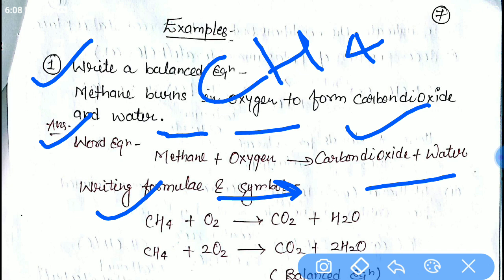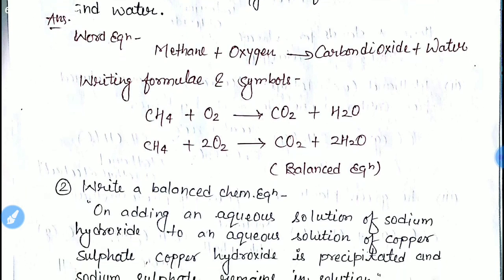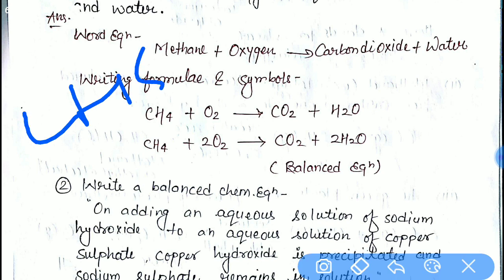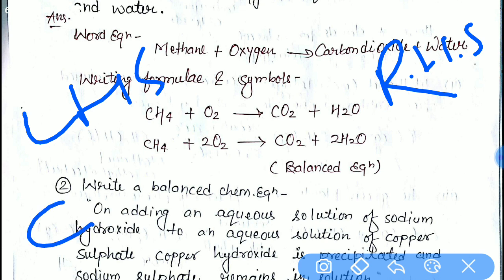In this equation you can see that there are two sides. The first one is the left side, the LHS, and the other is the RHS side. So on the left hand side in CH4, carbon is one atom, and on the right side carbon is also one atom. Carbon here is one, here is also one.